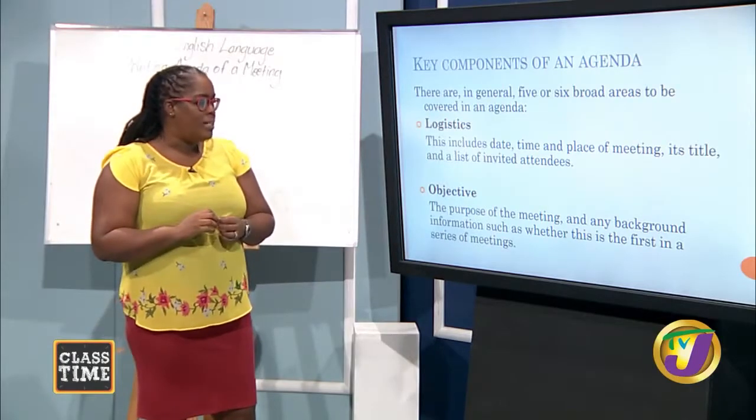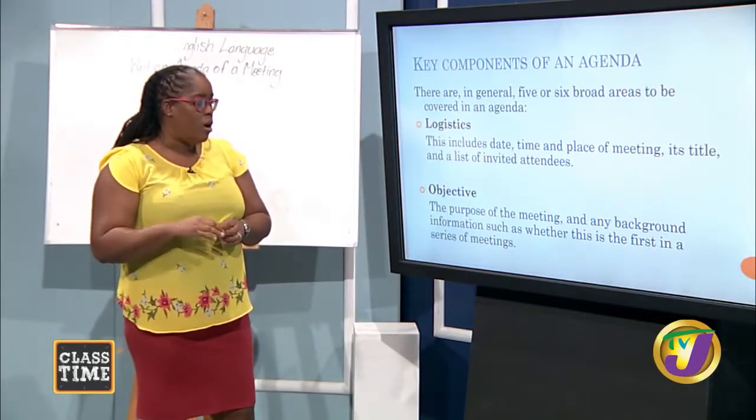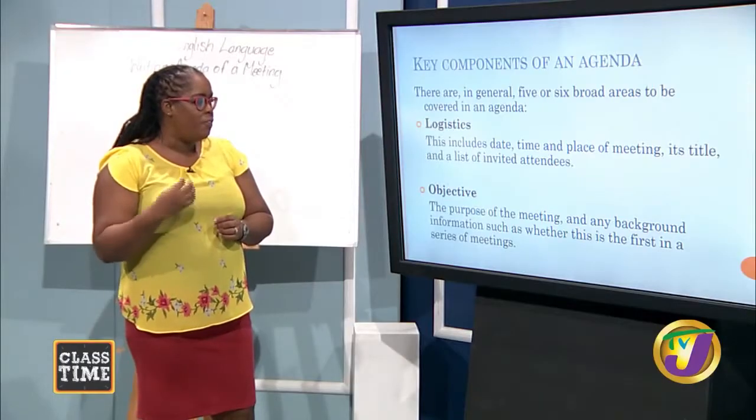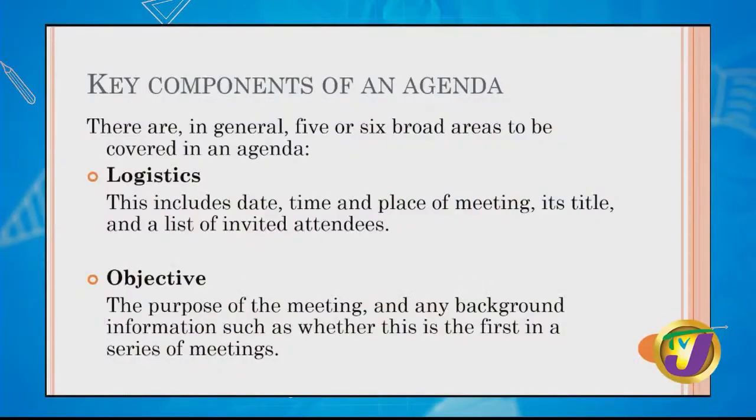All right, objective. The purpose of the meeting and any background information, such as whether this is the first in a series of meetings. That is very good to include, I would think, right? Say, for example, it is the first meeting of the academic school year or the academic year, right?